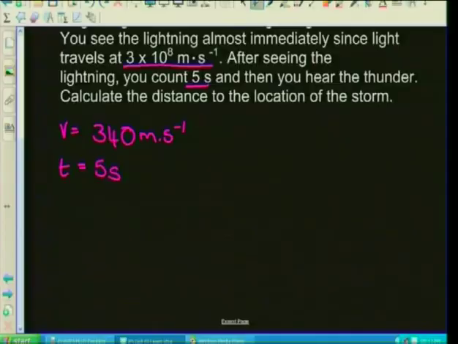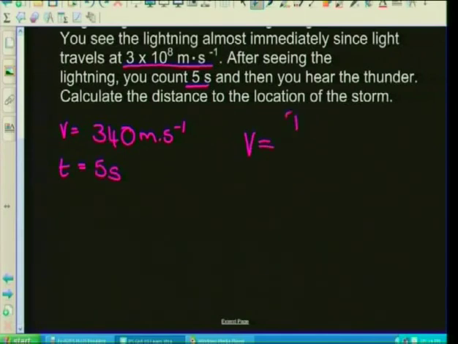But they tell you it takes 5 seconds before you hear it. Can we use the wave equation? I'm hoping you're screaming no, because that's not period. They're not saying it takes 5 seconds for one sound wave to reach you. It takes 5 seconds for the sound to reach you, already traveling at 340 meters per second, which means we use the equation from the last lesson for transverse pulses: speed is distance divided by time.